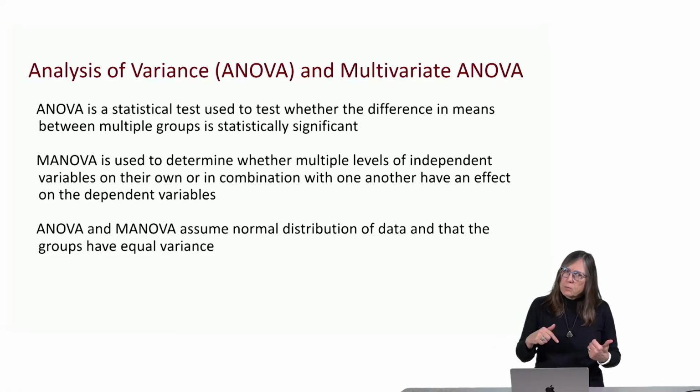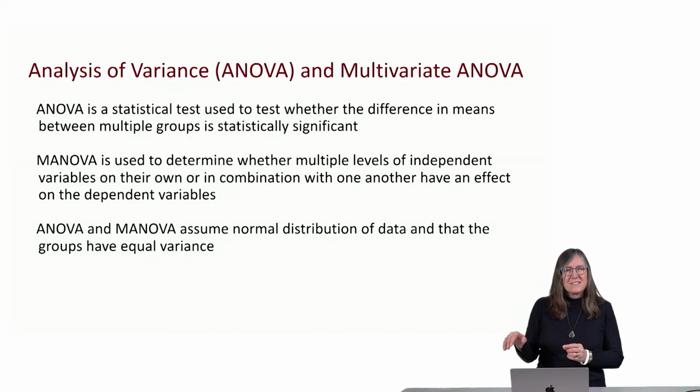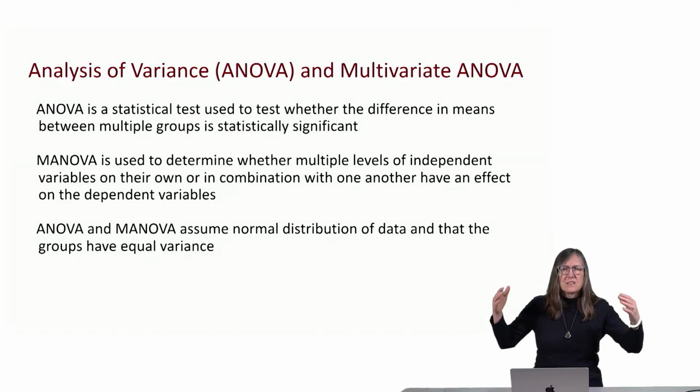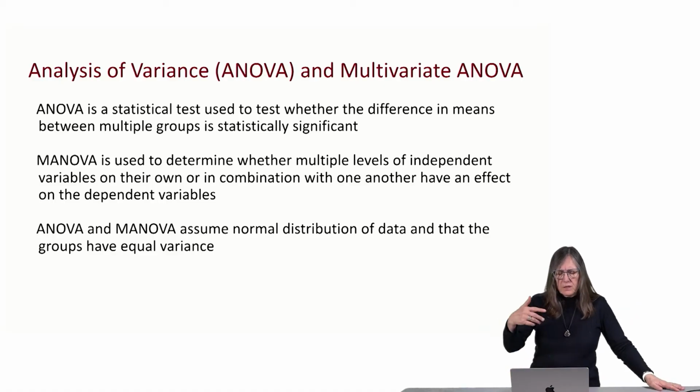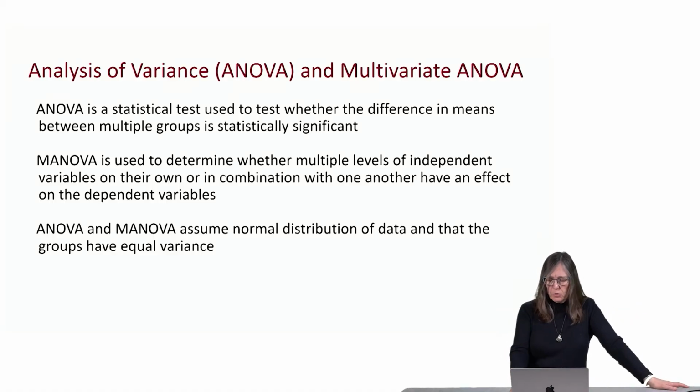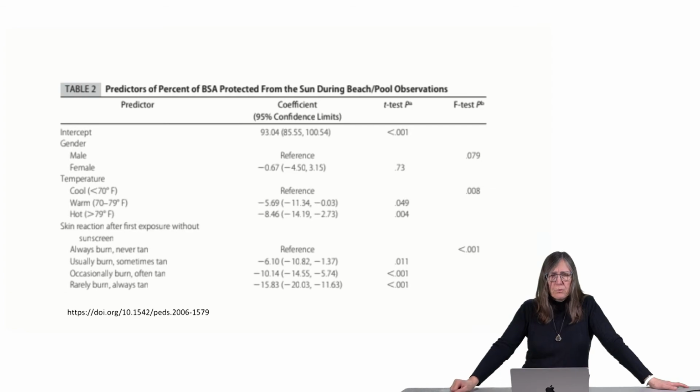This is again a parametric test, which means we're assuming a normal distribution of continuous data. So that bell curve, Gaussian curve, normal distribution, and that the groups have equal variance. So a little bit more than you need to know, but standard deviation and variance similar, not identical, between your multiple groups.